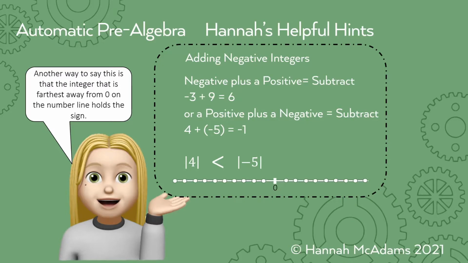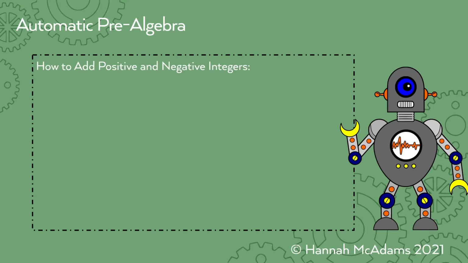Another way to say this is that the integer farthest away from 0 on the number line holds the sign. So here's the number line. We have negative 5 over here. We have 4 over here. There is a bigger distance between 0 and negative 5 than there is between 0 and 4. So it's going to be negative. Okay.